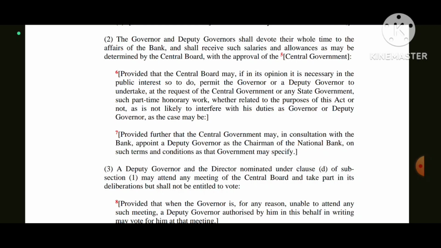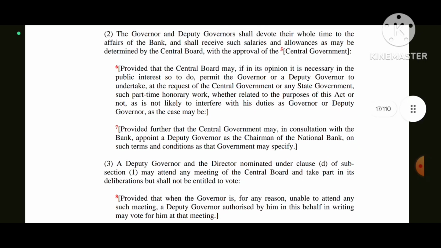Sometimes the central government or a state government has foreign dignitaries of the finance department visiting, and on such occasions the governor can be called, and he can also join such meetings, which will be called part-time honorary work.